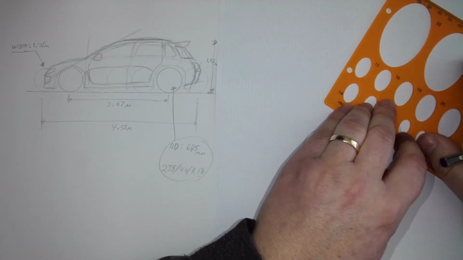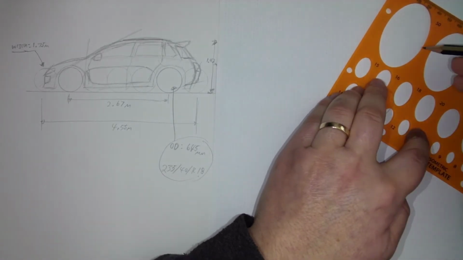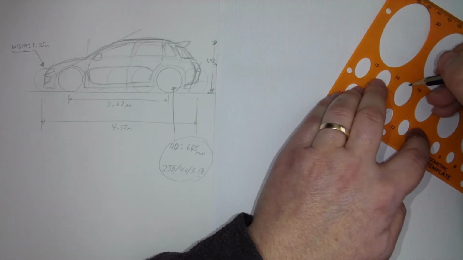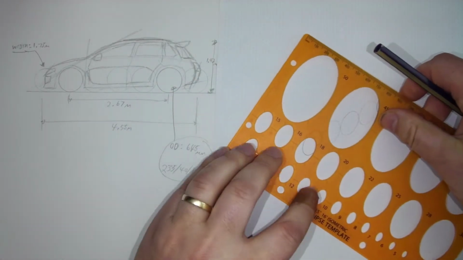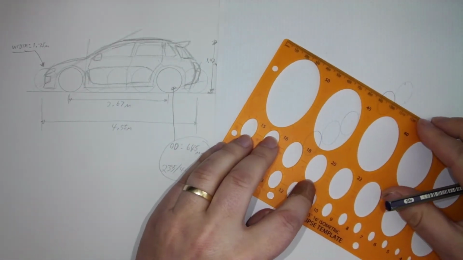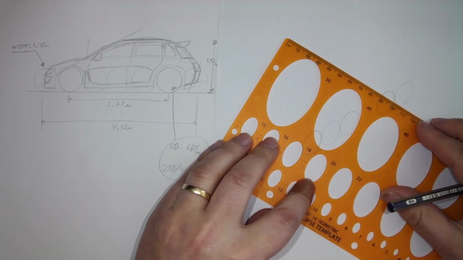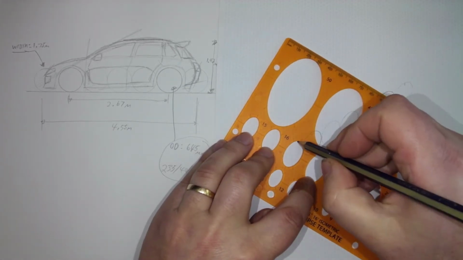We also need another circle here at the end, with the middle marked, as well as in the front. We need another circle in the front, also with the middle marked.